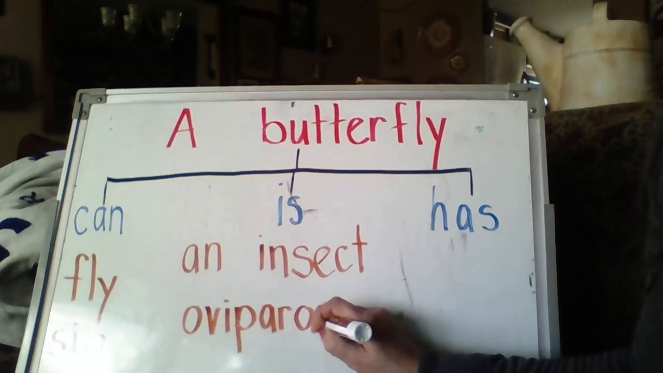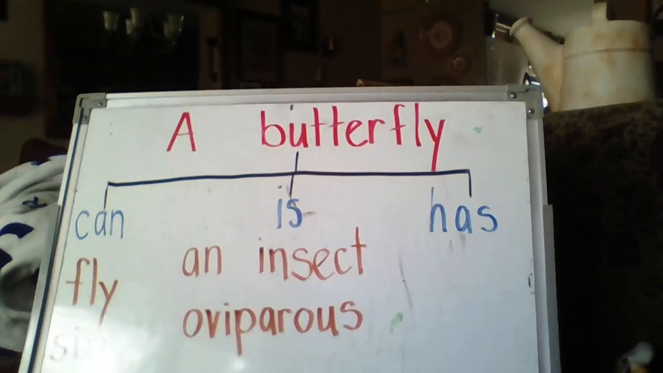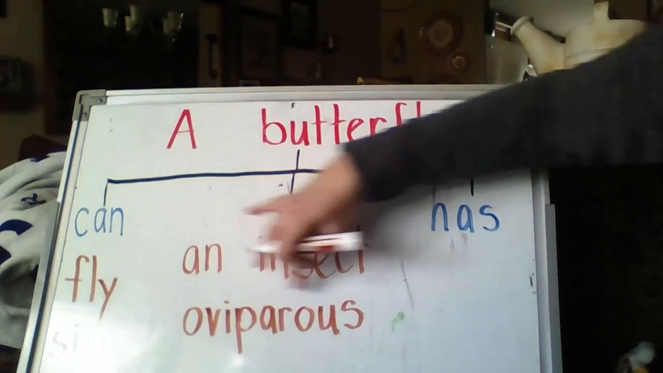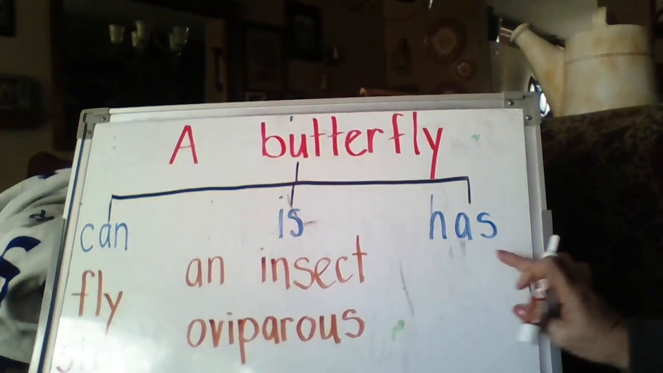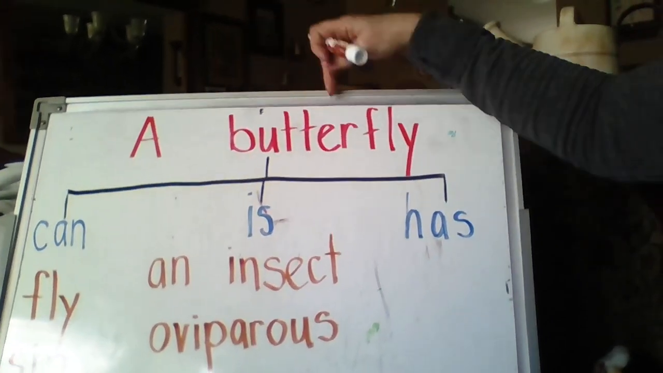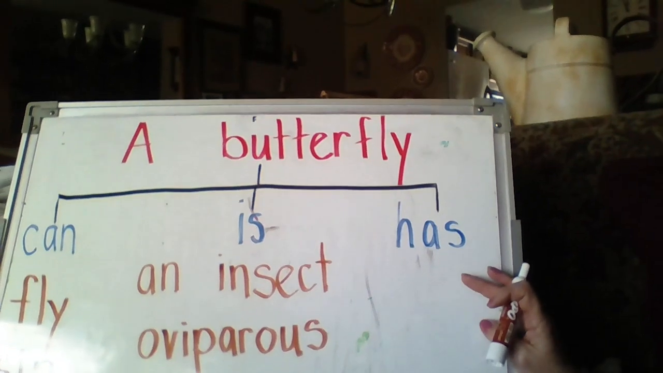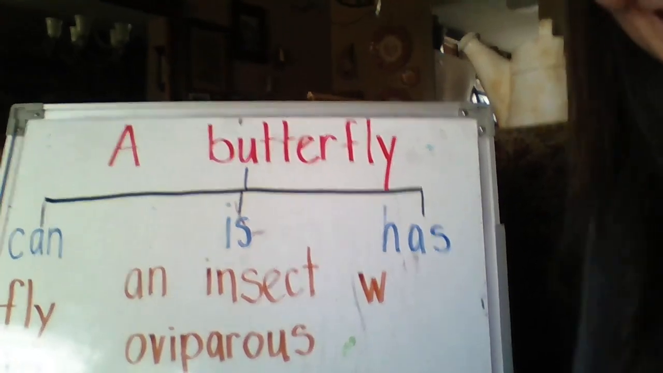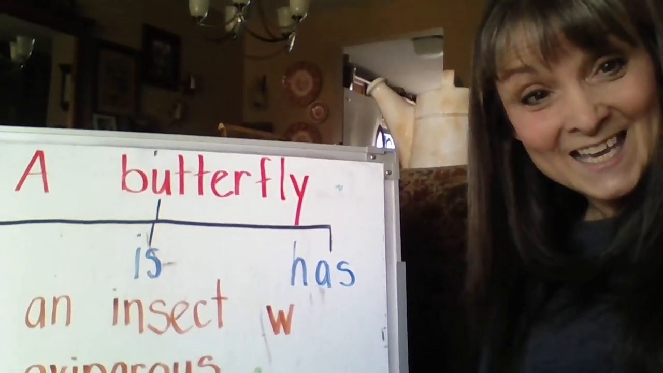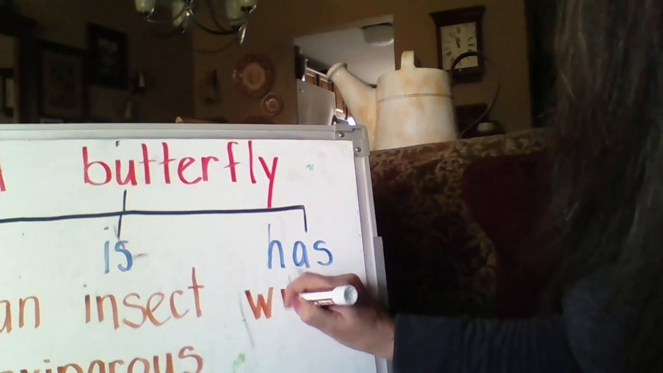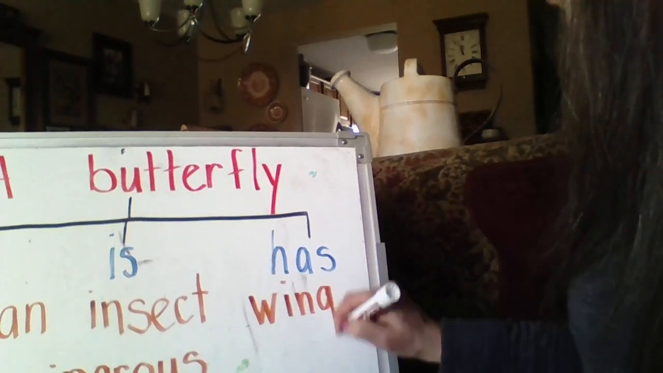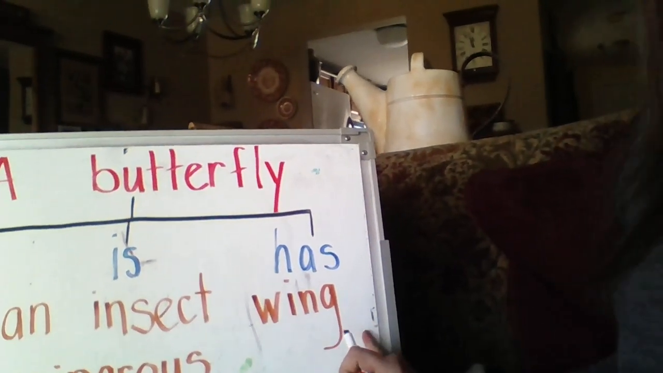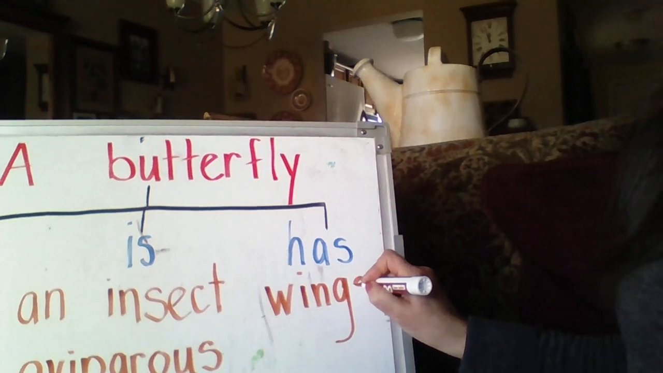Oviparous. Big word. A butterfly is an insect. A butterfly is oviparous. This one is a good one, too. A butterfly has... I'm going to do wings. We know wuh. Ing, that's a chunk we know. How do we spell it? I-N-G. Do I want to write a butterfly has wing? No, I want it to say wings. So I add an S.